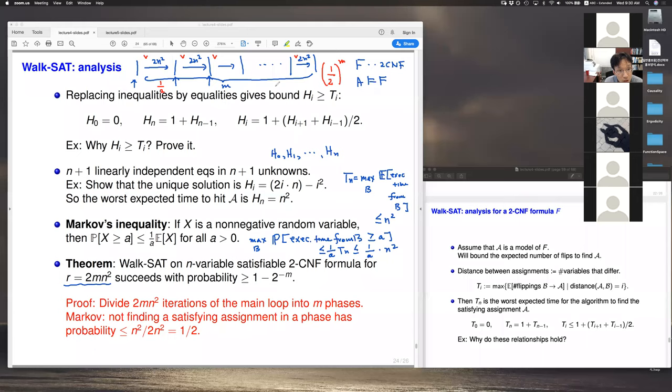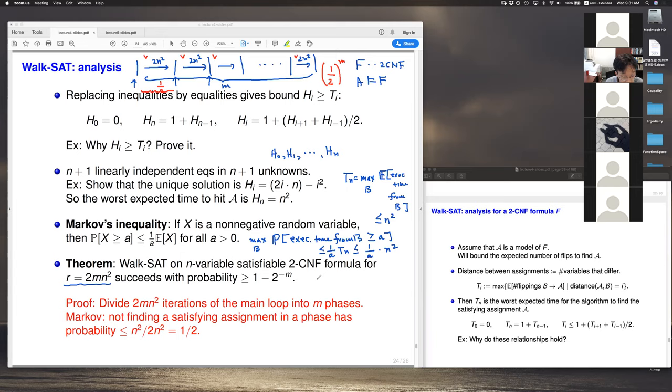Because the theorem says the probability of failing is 1 over 2 to the power of m, if we can argue that in each phase the probability of failing is bounded by 1 over 2, that's good enough to argue the probability of failing everywhere is bounded by 1 over 2 to the power of m. So now the question becomes how we can show that the probability of failing in a single phase is bounded by 1 over 2, and that can be proven using the Markov inequality and what we have shown there.